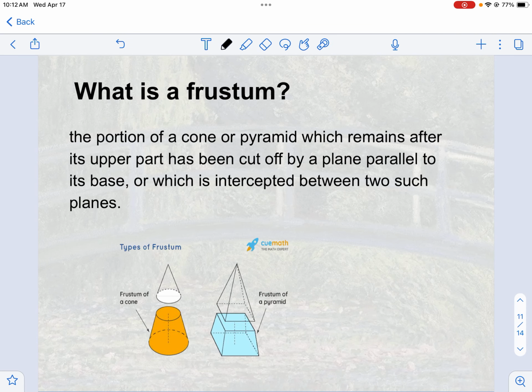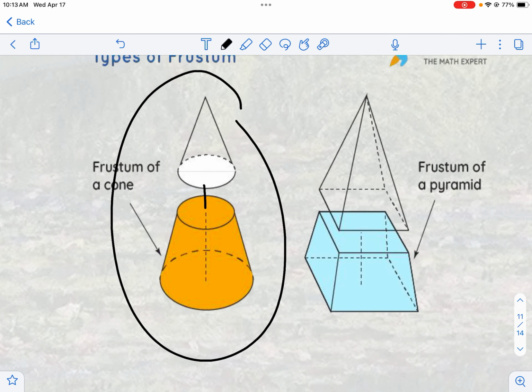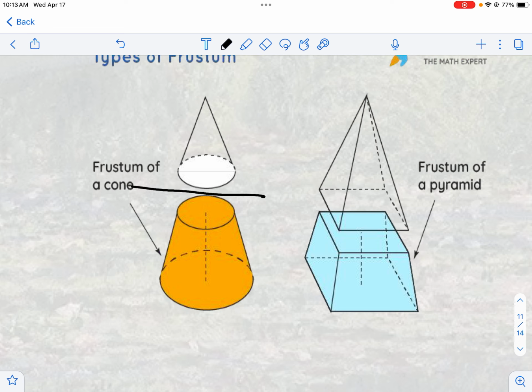Last thing before homework, what is a frustum? A frustum is the portion of a cone or pyramid which remains after its upper part has been cut off by a plane parallel to its base, or which is intercepted between 2 such planes. So if this whole thing is a cone put together, then when I cut off the top part, I'm left with just this bottom part, which we call the frustum.